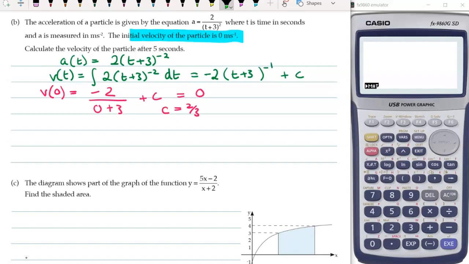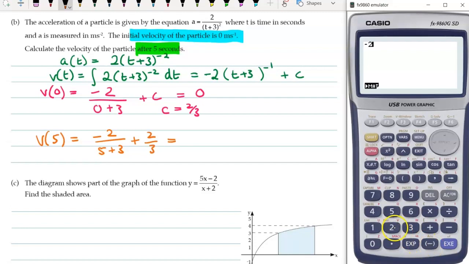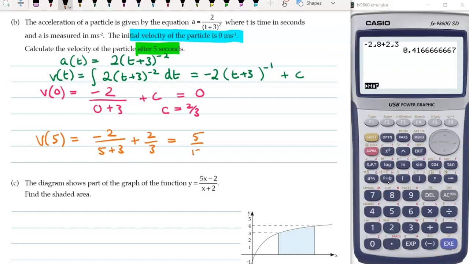Then we want to find the velocity of the particle at 5 seconds. So v of 5 will be minus 2 over 5 plus 3 plus 2/3. So negative 2 over 8 plus 2 over 3 gives us 5/12, but we would usually do that in decimals. So let's write that as a, actually I'll put them both in. So 5 over 12, which is equal to 0.417. And we're measuring it in meters per second.